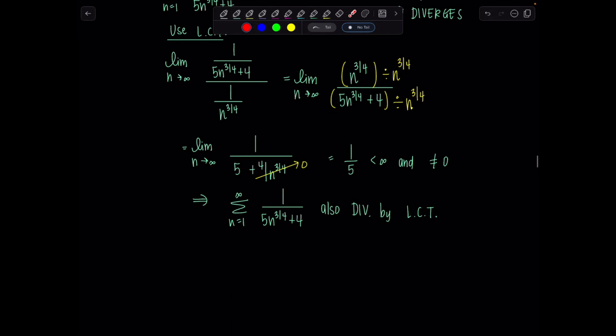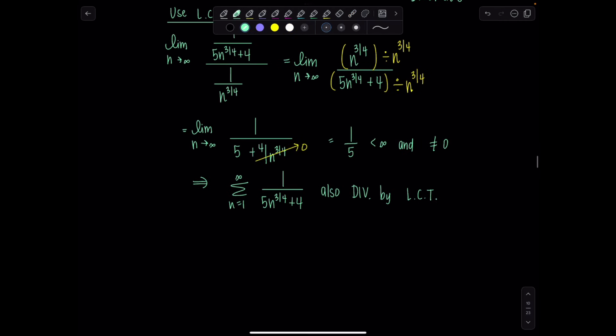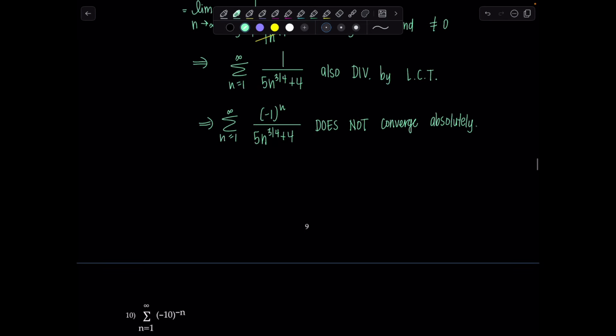Now, since this series diverges by the limit comparison test, and that was the absolute value of my original series, I can say that means the original series, negative 1 to the n over 5n to the 3/4 plus 4, does not converge absolutely. All right. Am I done answering the question? No, because now I need to check, does it converge conditionally?